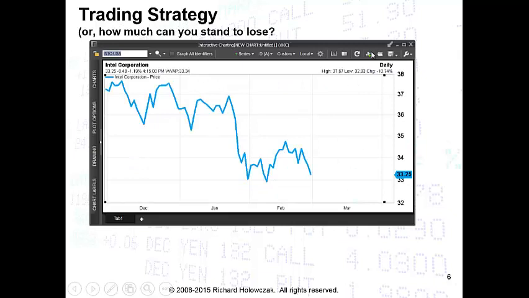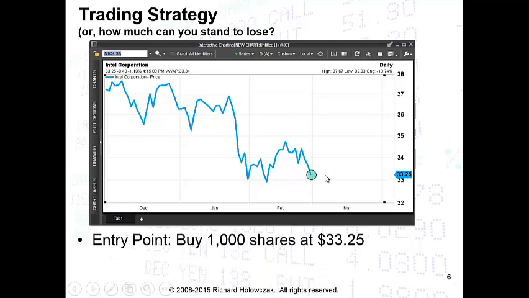Let's talk a little bit about trading strategy. Here we have a stock that looks like it's been down in price a little bit. The last price that we show here is $33.25. So the question is, if we believe that the price is going to go up, we may decide to buy 1,000 shares at $33.25. Let's say we enter the market at that price. This is commonly called an entry point for our strategy.